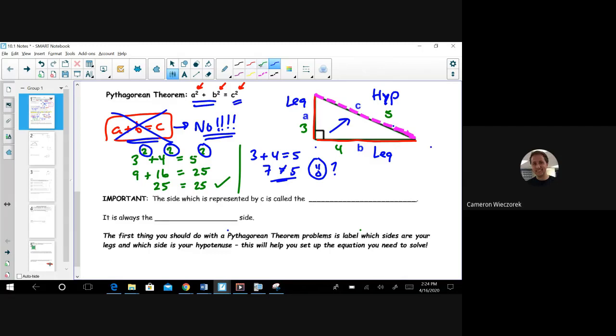It's also very important that you make sure that c is the length of the hypotenuse. That's always going to be the one that's on the side by itself in that equation. So the side that's represented by c is always going to be the hypotenuse.